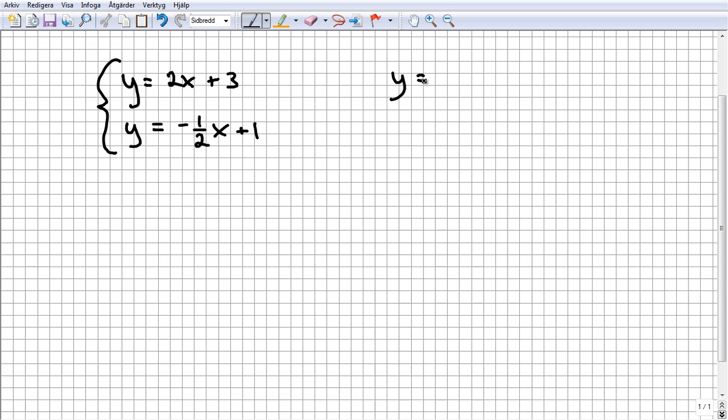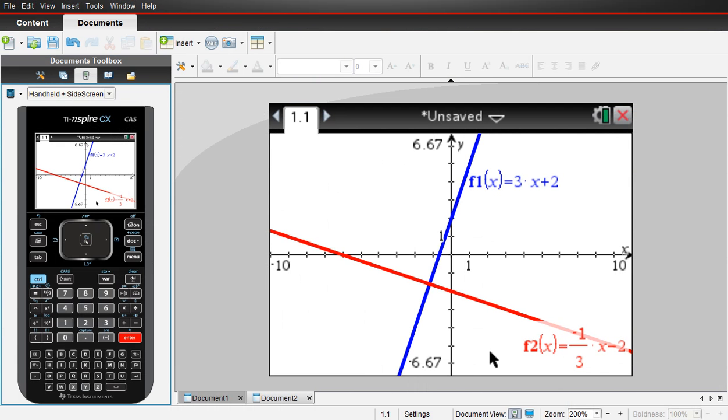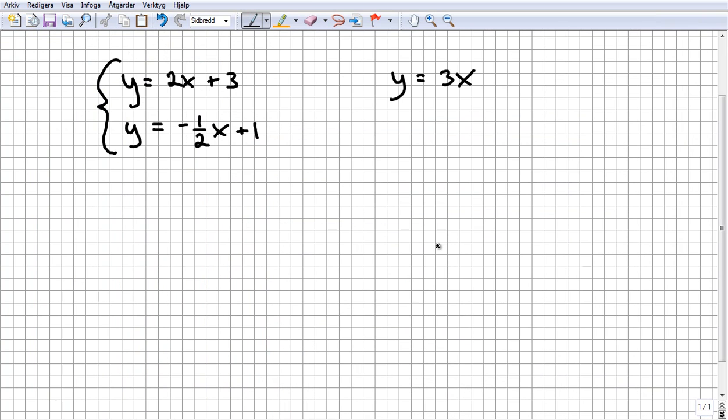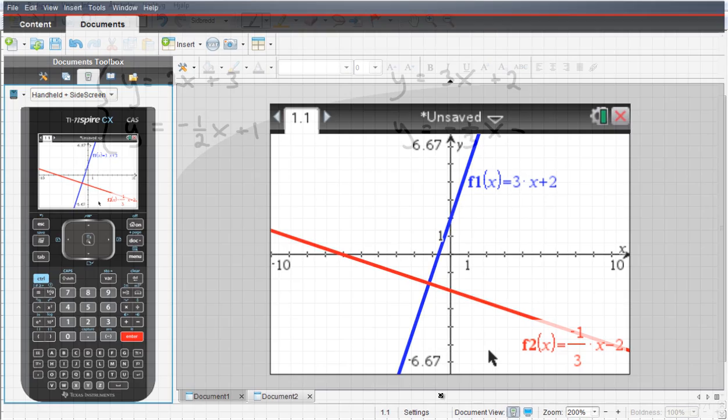Y is equal to 3x plus 2. Y is equal to minus 1 over 3 x minus, what was the y-intercept for this function? It was minus 2.